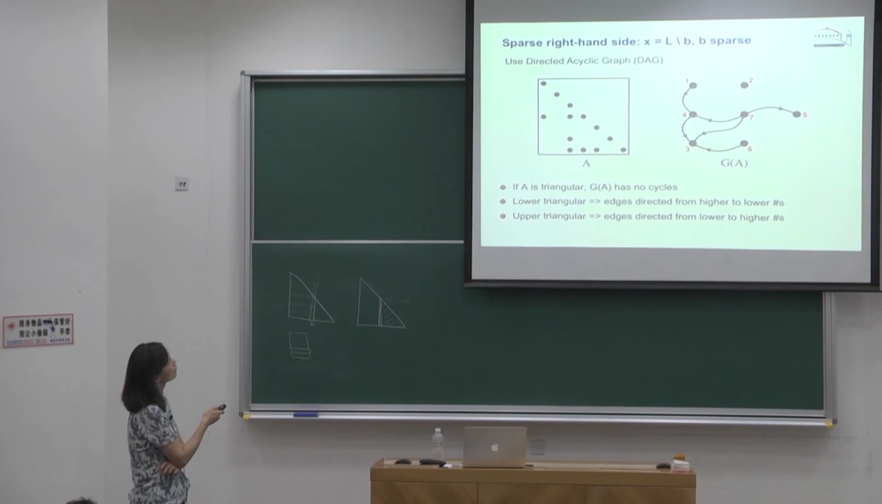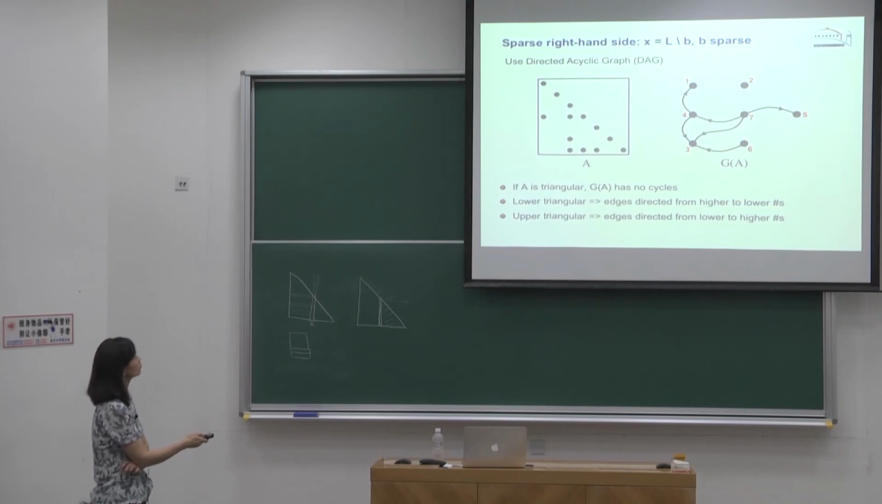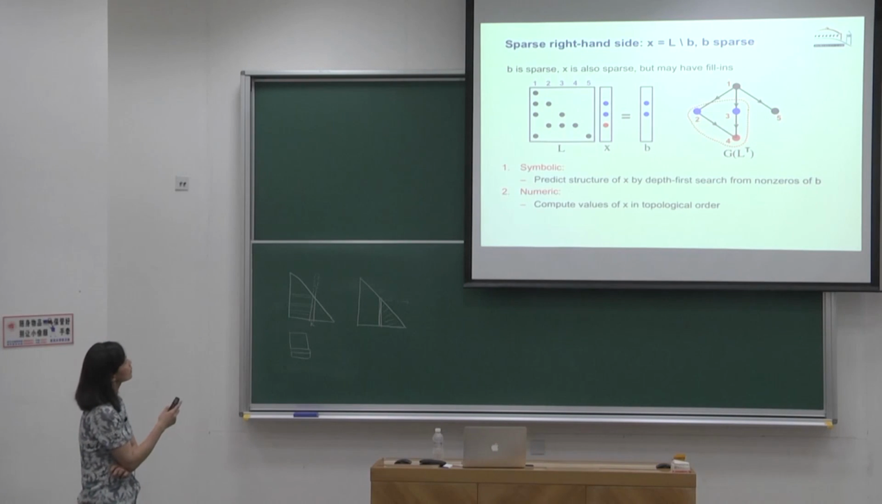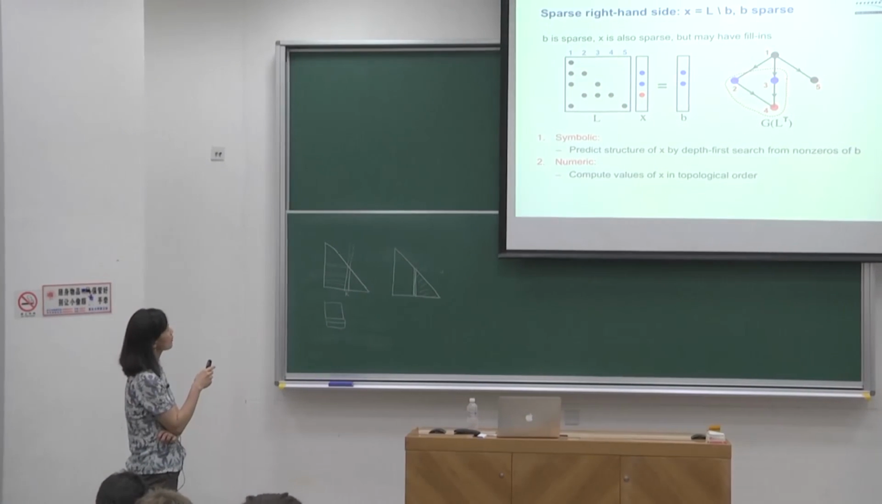So you have 3 to, sorry, this is 4. 4 to 1, and then 6 to 3. So those are the definitions of all the edges. You look at the lower triangular matrix, and all the edges are defined as directed from high number to low number. So that's a little picture of a small example.